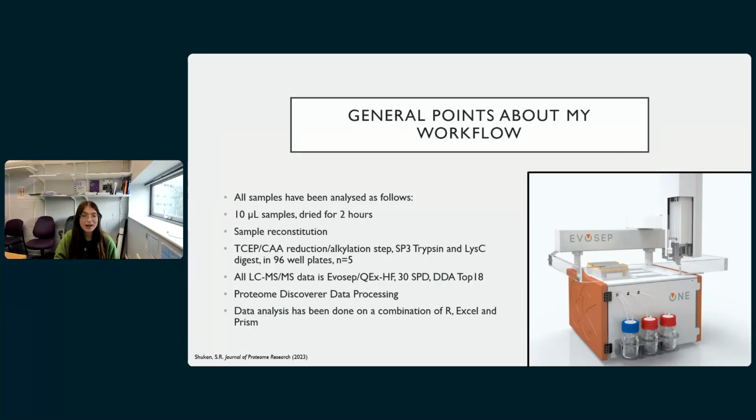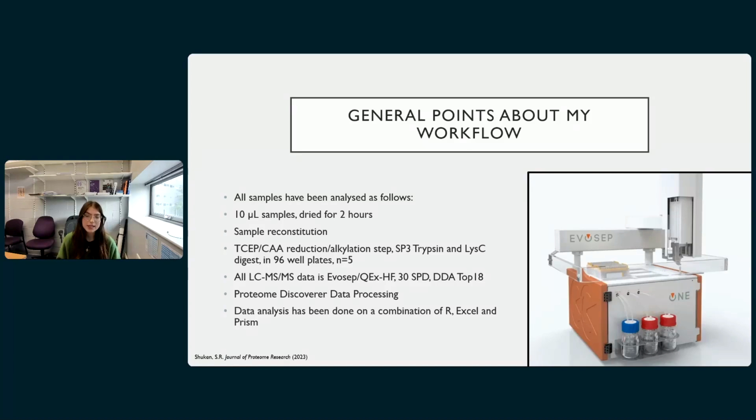This might be of interest, it might not be, but here are just some general points about my workflow. I use 10 microliters as my microsampling volume across the board, and I leave them to dry for about 2 hours. It takes longer when it's really cold and less time when it's really hot, just because of evaporation. But 2 to 3 hours is generally how long these 10 microliter spots take to dry for me. I then reconstitute my samples, which I'll get into a bit later. Then I reduce and alkylate them using a TCEP step and CAA step, and then I proceed into my SP3 digest with trypsin and lysine. I do this all in 96 well plates with an N equals 5.